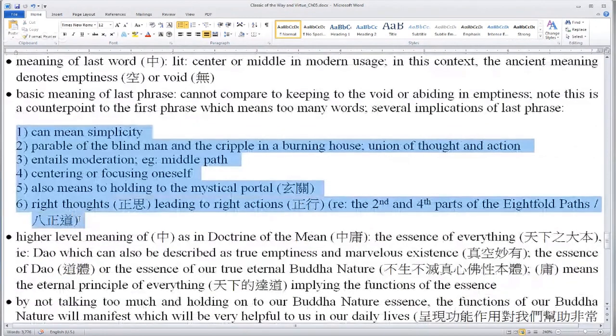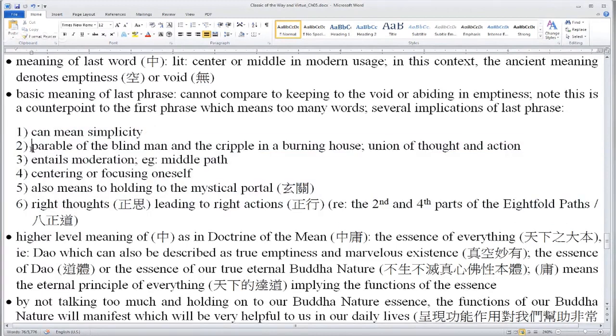First, it can mean simplicity. Remember, this is a counterpoint to the first phrase. It just means it's not complex. It's simple. This emptiness is simple. Then, I don't know if you guys have heard of the parable of the blind man and the cripple in the burning house.